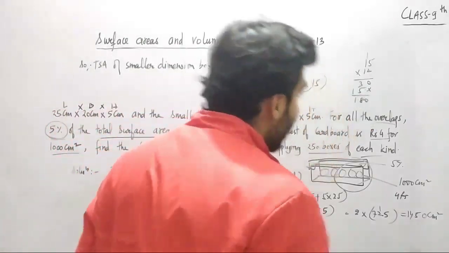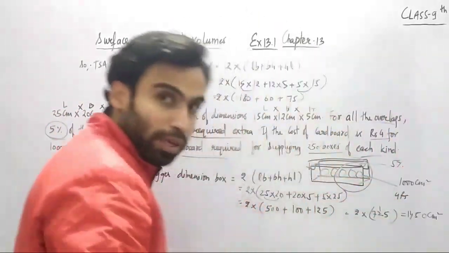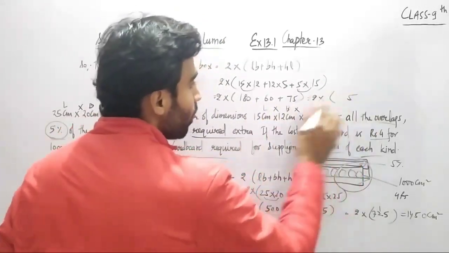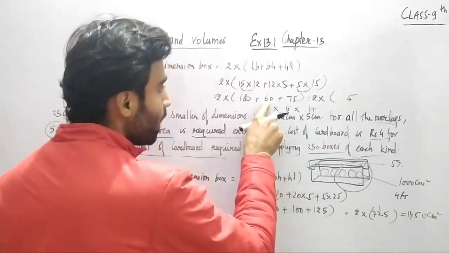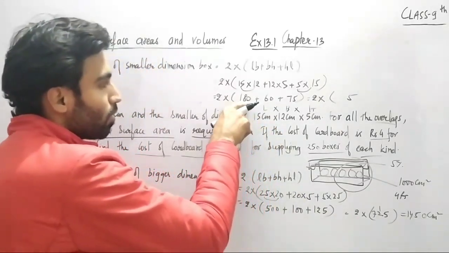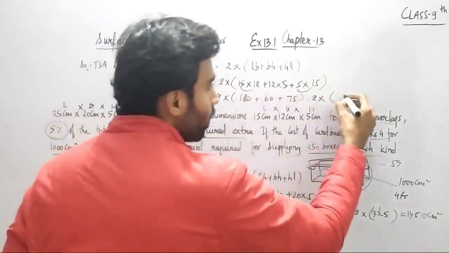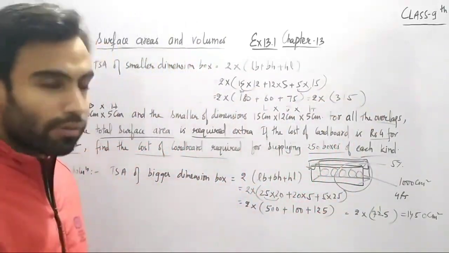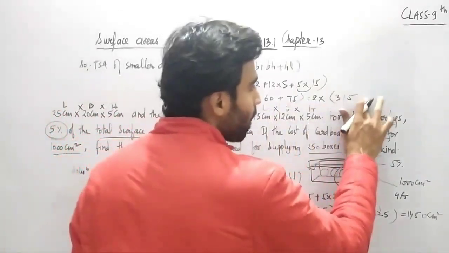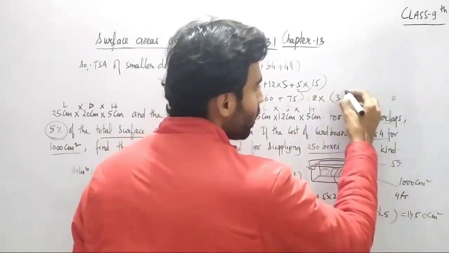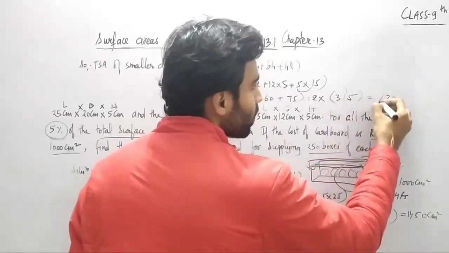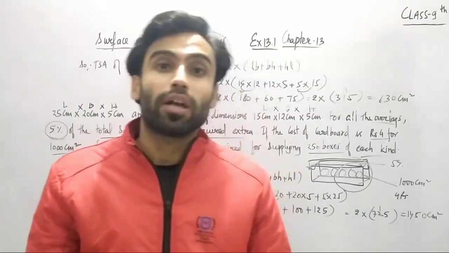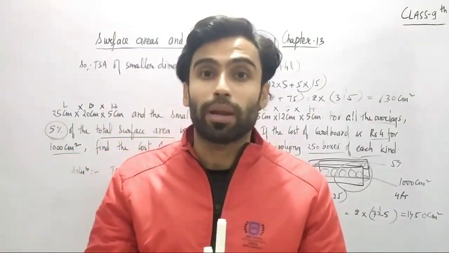Now here you simply have to add these, then you can multiply them by 2, right? So let me add them: that will be 5, then 7 plus 6 is 13, 13 plus 8, that is 21, right? So 2 will be the carry, 2 plus 1 is 3. So 315 will be the total. Now you have to multiply it by 2. 2 fives are 10, 1 carry, 2 twos are 4 and 1 is 5... so 630 centimeters square, right? So this is going to be the total surface area of the smaller dimension box.